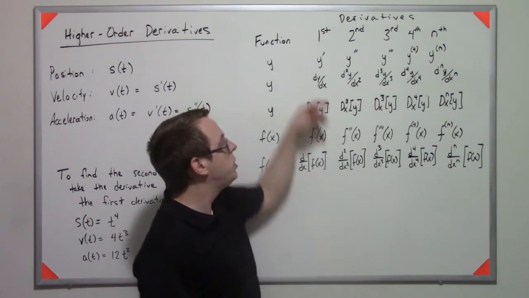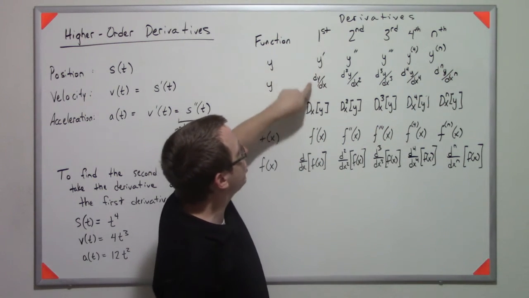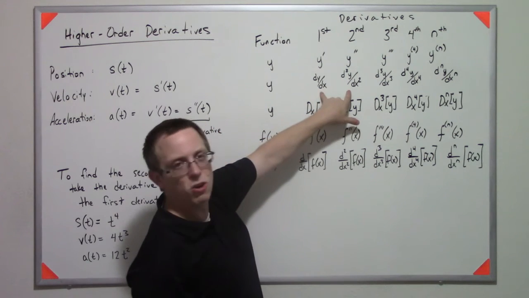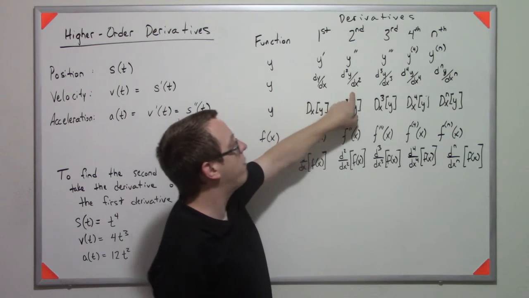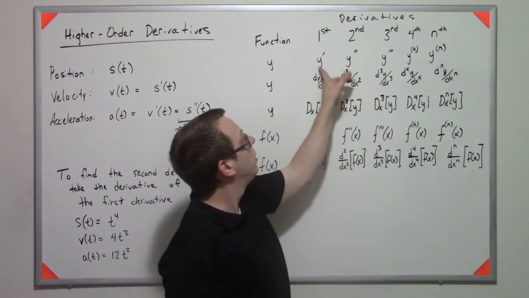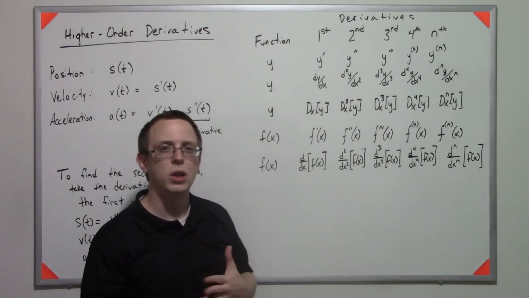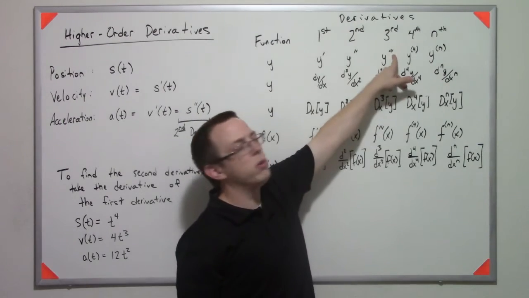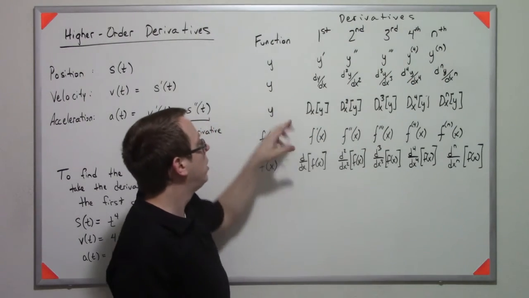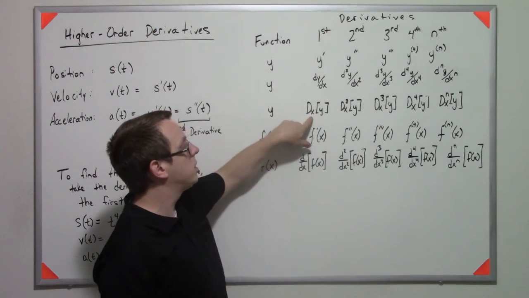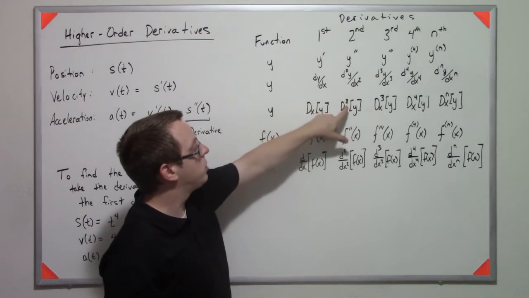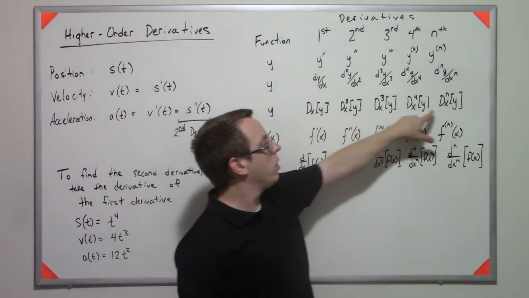Notice in this particular case, the notation changes from here to here because you don't have a 1, but after here it doesn't change. After here, this one changes. Again, this is all common notation because people don't want to be writing a bunch of apostrophes. So in this case, dy/dx, d²y/dx², and so on and so forth.